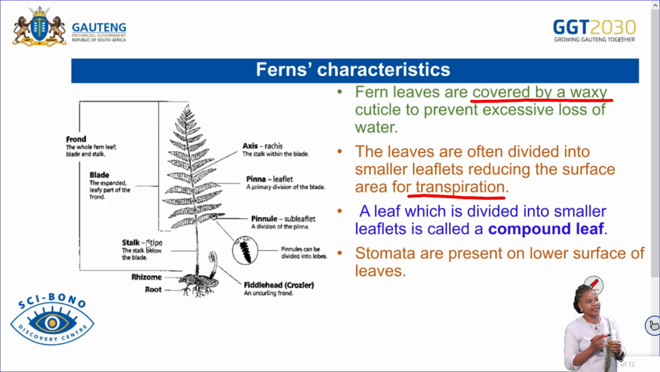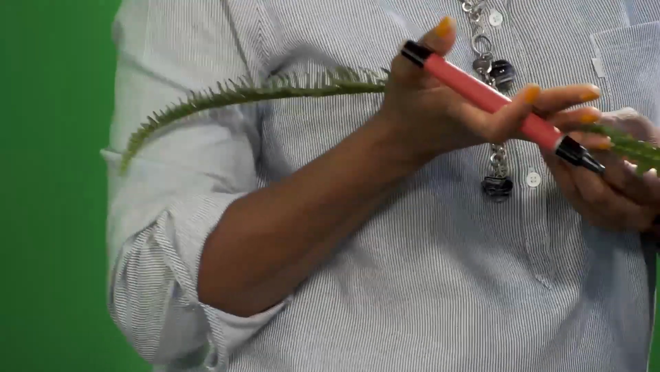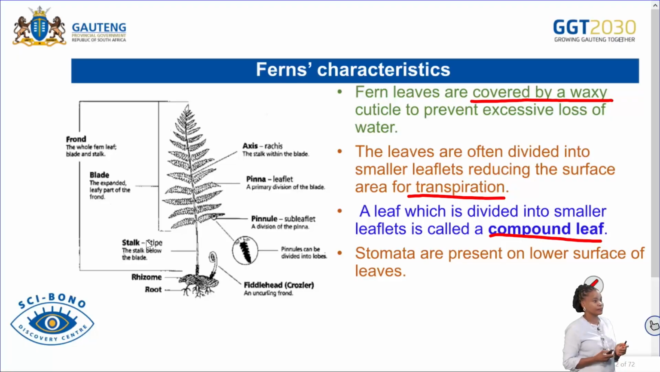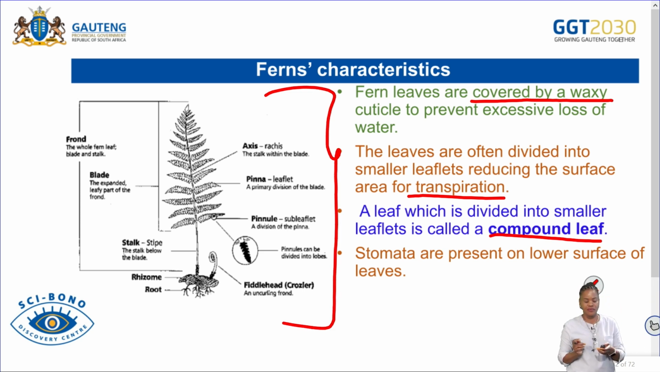So the other thing about the leaves is that a leaf which is divided into smaller leaflets is called a compound leaf. All the leaves which are divided into smaller leaflets are referred to as compound leaves. And then what is happening with the stomata? The stomata are also present on the lower sides of the leaves. So you can see that they are smaller. They are divided into smaller branches. So that is it about the leaves, Grade 11s.